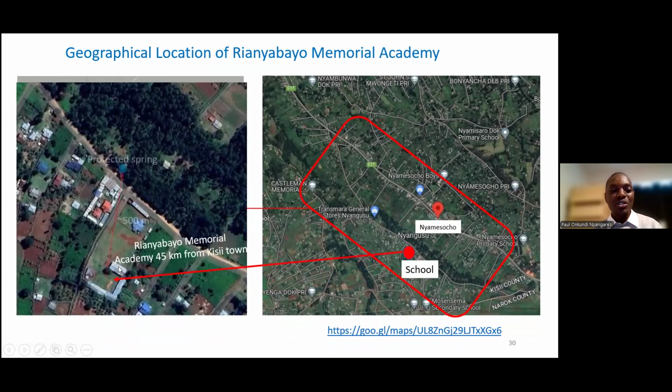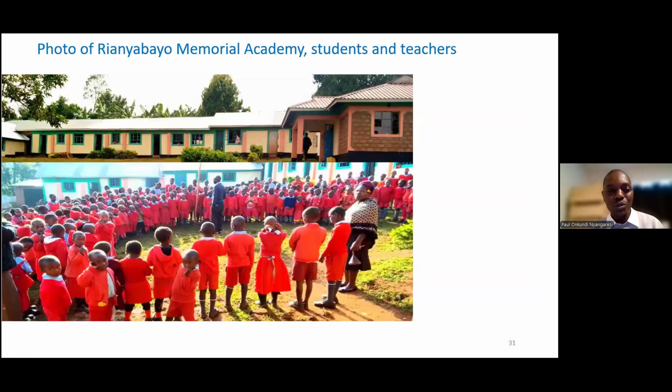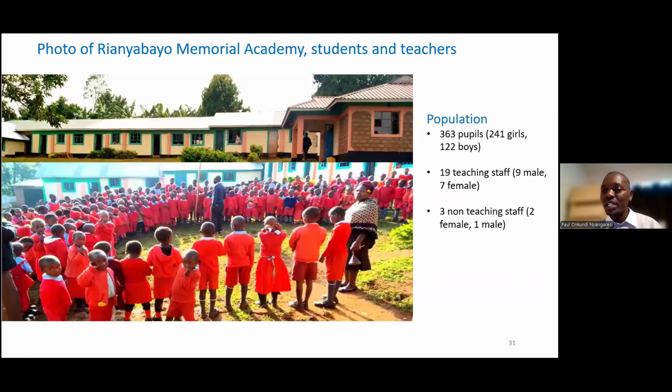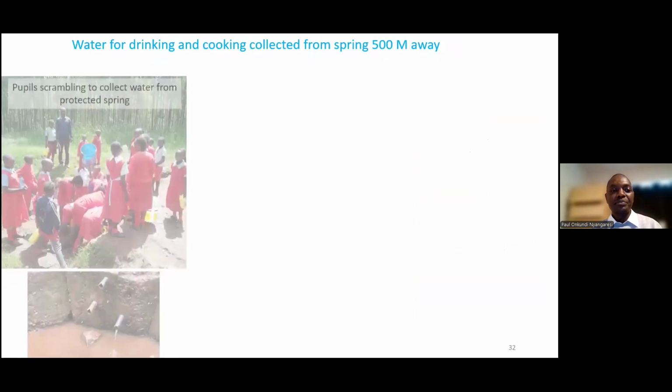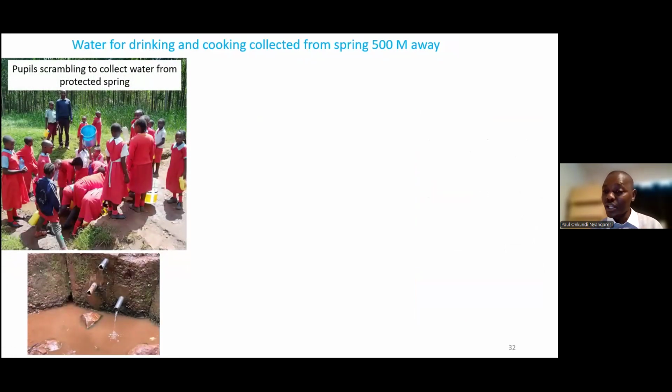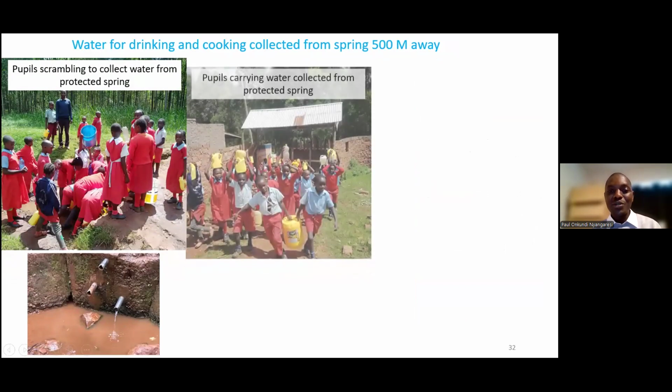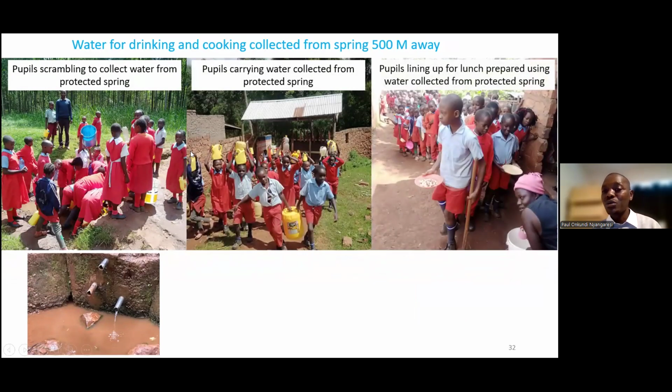When you move down, you see where the students who collect the water go, around 500 meters into the forest. That's where they get the water from, and remember, this water is from a protected spring. This spring is contaminated, and here near the protected spring we have a river. So the students collect the water from the spring or from the river, all of which are contaminated. This is the picture of the school where we did the project. The school had around 363 pupils, 19 teachers and 3 non-teaching staff. You can see how the students collect the water from the protected spring, how they carry their water, and how they do their cooking.